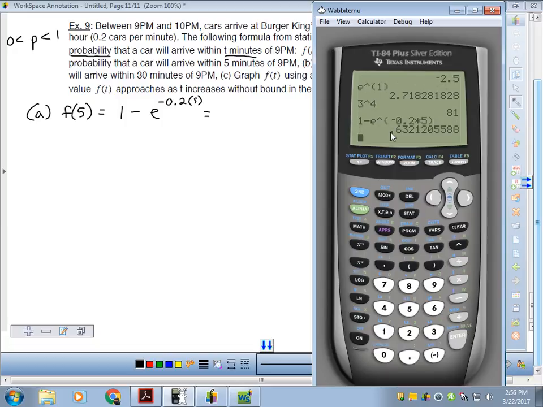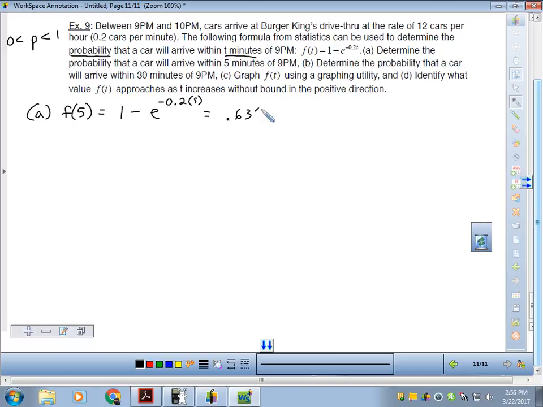And so there we go. I'm going to round it to 3 decimals, so this is 0.632, or a 63.2% probability. So that means it's about a 63.2% chance that a car is going to arrive within 5 minutes of 9 p.m.